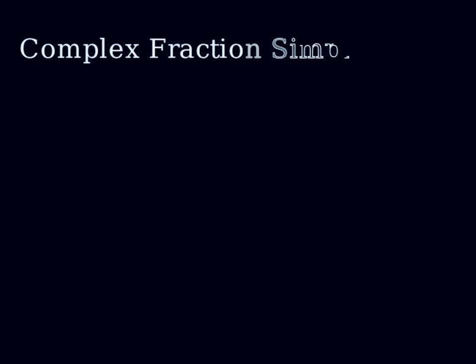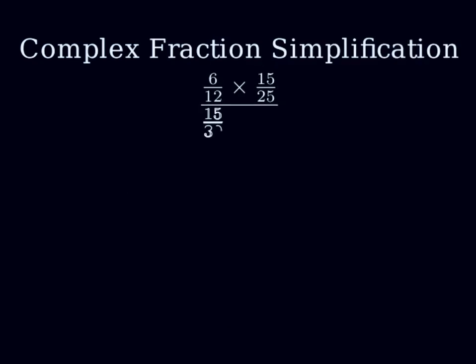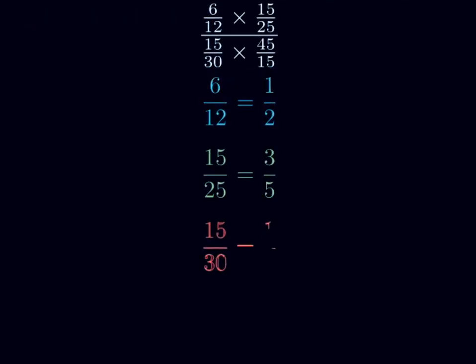Let's solve this complex fraction step by step. First, let's simplify each fraction in the numerator and denominator. 6 divided by 12 simplifies to 1/2. 15 divided by 25 simplifies to 3/5. 15 divided by 30 simplifies to 1/2. And 45 divided by 15 simplifies to 3.